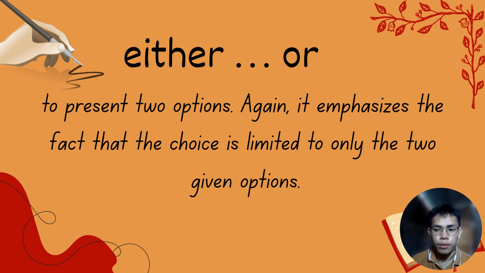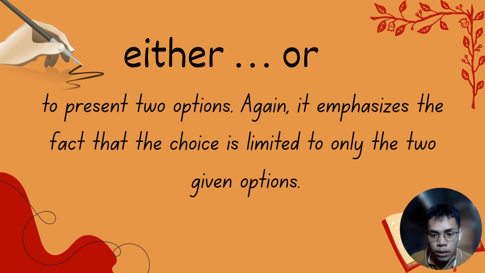Now another correlative conjunction is the either or. So either or, we use this when we want to emphasize the fact that the choices are limited to only two given options. We use either or to present two options only. So we cannot say that you can paint the house either blue, green, white, or red.